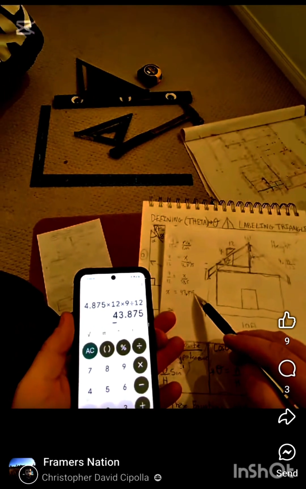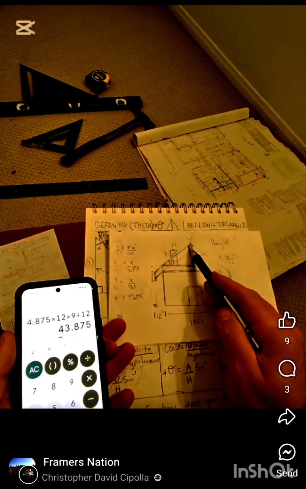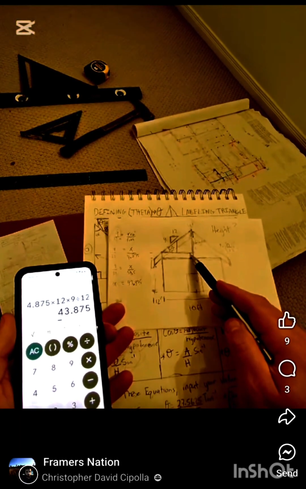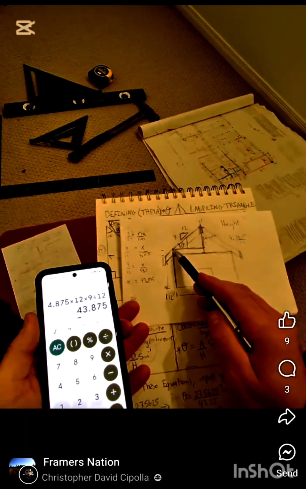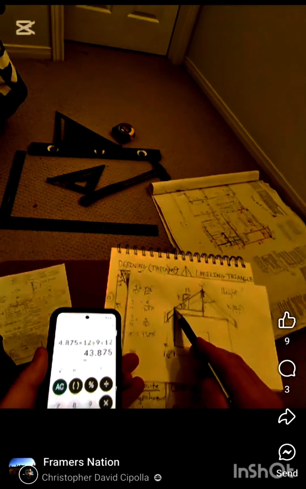And this number right here is where the rafter meets the ridge, all the way down to this level line. That's basically where the plane is of where the plywood meets the rafter on the outside of this wall.